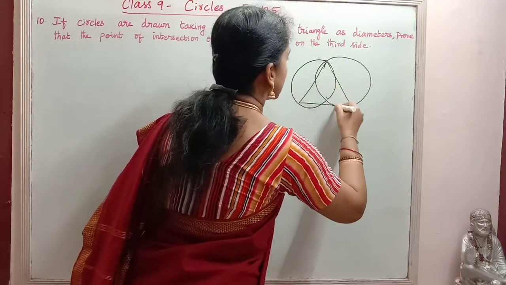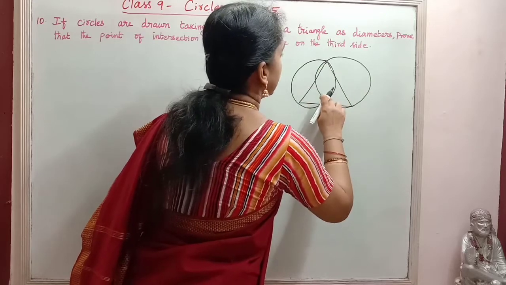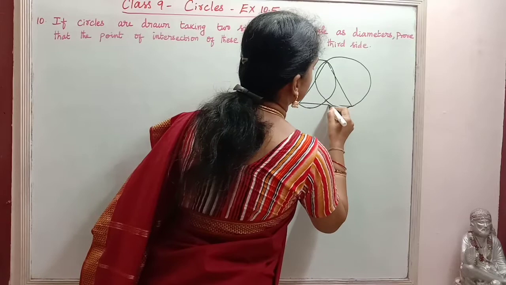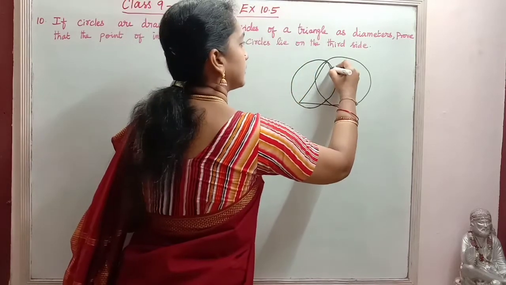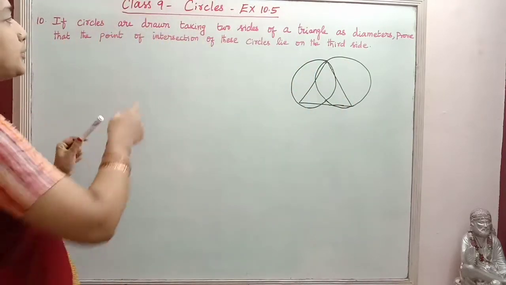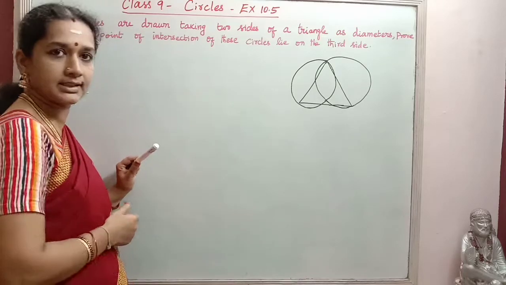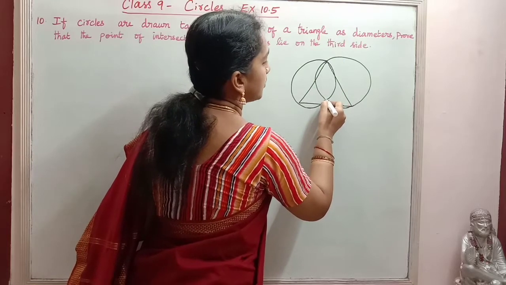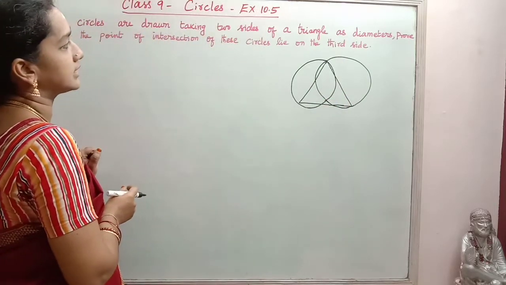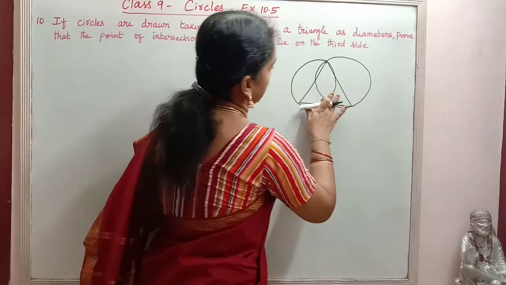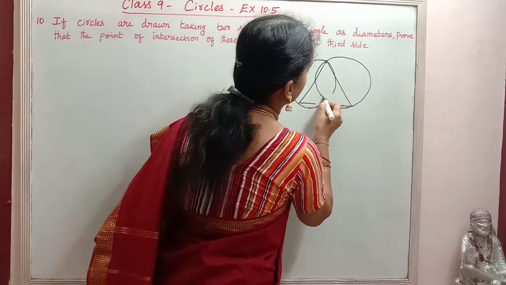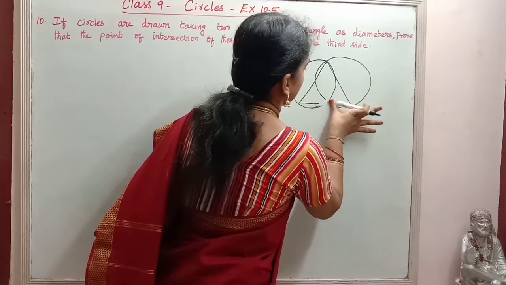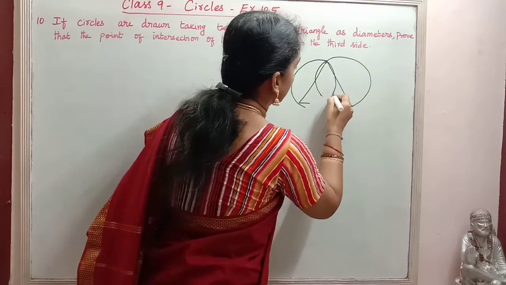So two circles are drawn taking two sides of the triangle as diameters. So this is the figure. Prove that the point of intersection of these circles, that is, this is the point of intersection of these circles, lies on the third side. Point of intersection lies on the third side. So that is the thing we are asked to prove.